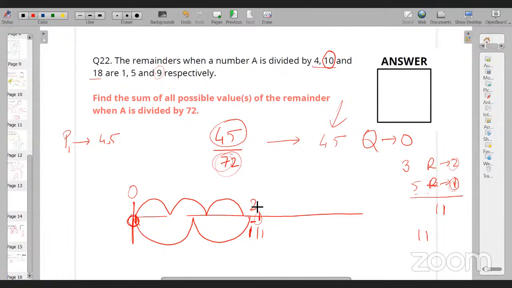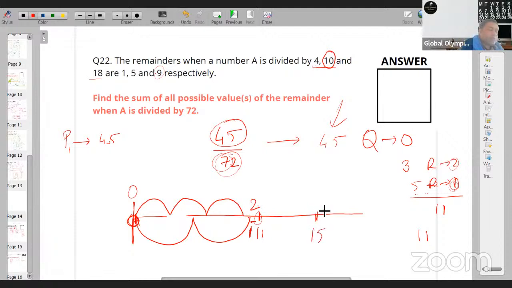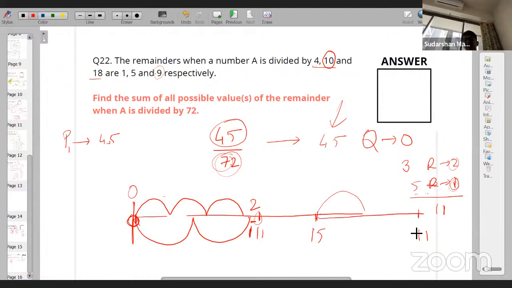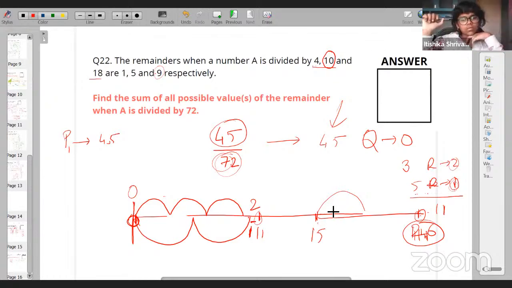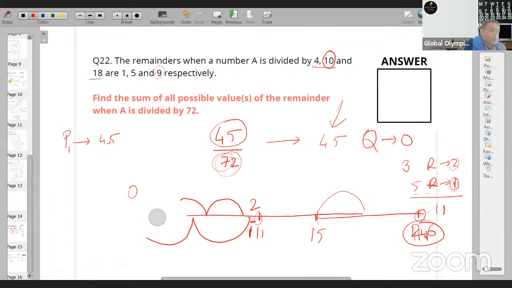The next time they will meet again will be at 15, which is their LCM, and the same pattern will start repeating from here. After 15, again at 15 plus 11, that means at 26, the same thing will happen. You divide 26 by 5, you get a remainder of 1. When you divide by 3, you get a remainder of 2. Understood? At every multiple of LCM plus 11, this will keep on happening.